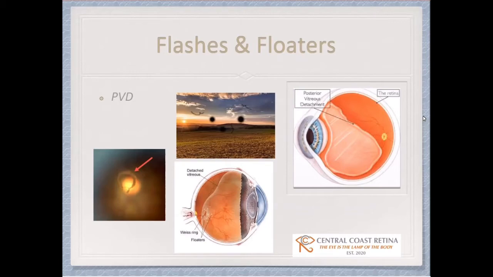The point of tight adhesion around the nerve, when that detaches, forms this little circle that we call a Weiss ring, as you can see in the picture on the left. And that's what patients a lot of the time describe, a black circle with little tentacles coming out of it. Now, that's also usually a benign process, but because that gel is tightly adherent to the retina during the process of the vitreous detachment, it can cause a risk of tearing the periphery of the retina and causing retinal holes or tears.